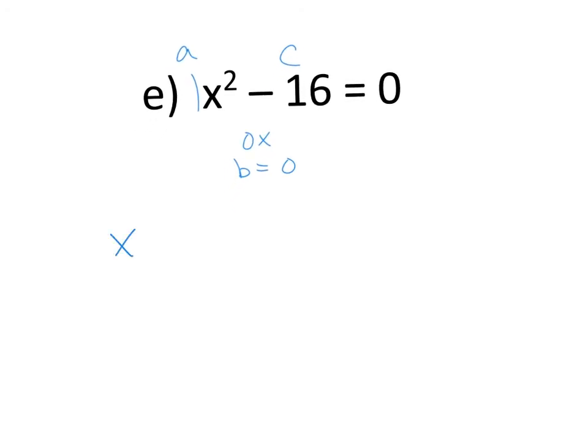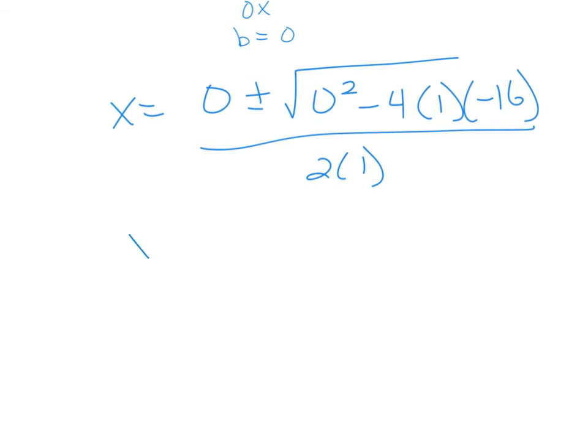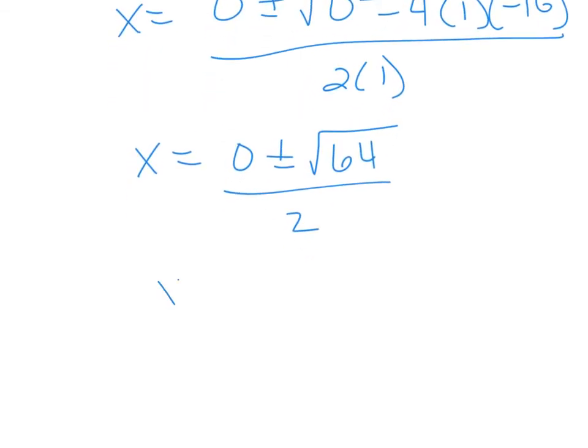Okay, so I've got X equals negative B. So remember your B value is 0 because it's missing. Plus or minus the square root of 0 squared minus 4 times A times C, all over 2A. Okay, so X equals, all right, let's work the inside there. So I'm going to take basically just the 4 times the 16 there. I've got 0 plus or minus the square root of 64 divided by 2. 2 times 1 is 2. So I end up with the square root of 64 is 8.